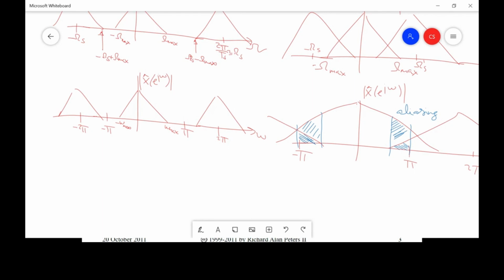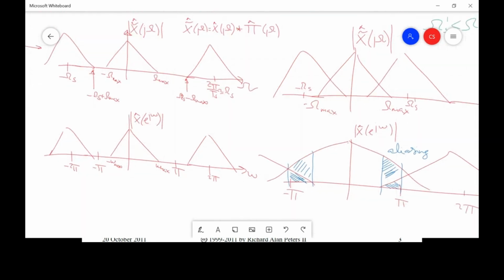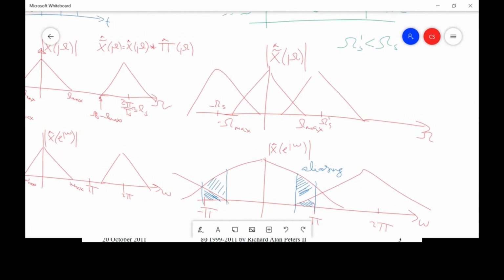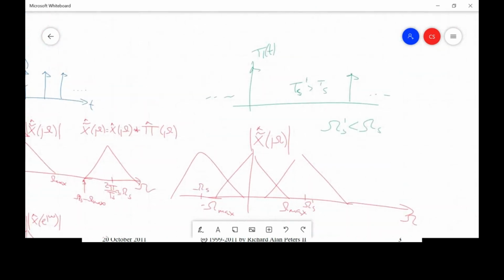What else? What is the solution? If you want to sample, there are two important comments here. One, what is the condition? We will go now to the solution. So, what is the condition so that aliasing doesn't occur?